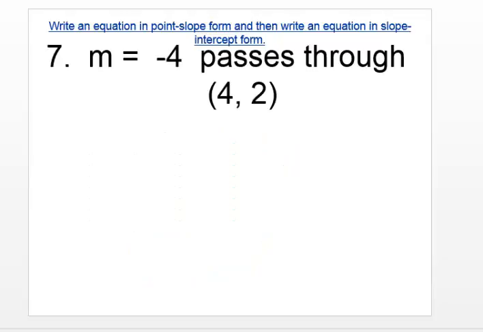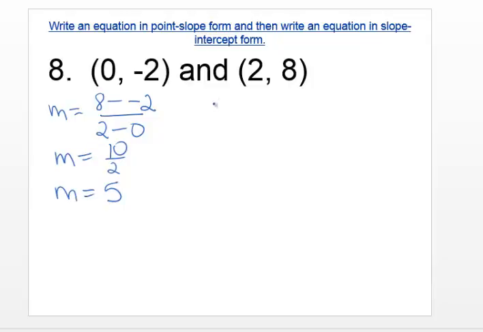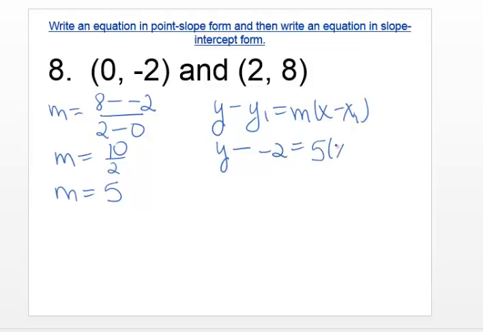Let's go ahead and skip this example and move on to one where I have to find the slope. So this time I'm not given the slope, so I have to use the 2 points to find the slope. So I'll do y minus y, so y minus -2, over x minus x, 2 minus 0. My slope ends up being 10 over 2, which is a 5. So we'll go ahead and write in point slope form first. I'm just going to use the first ordered pair. So I end up getting y minus negative 2 equals 5 times x minus 0.